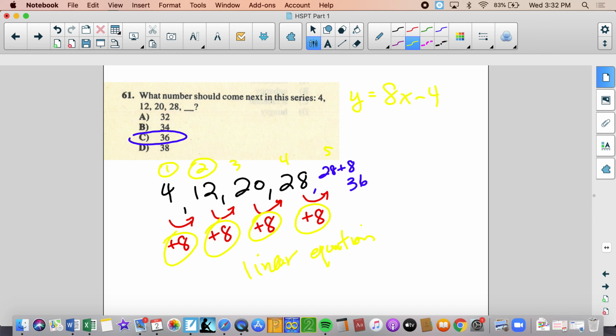This is still okay. Plug in 1, and you get 4. Plug in 2, 16 minus 4 is 12. Plug in 3, 24 minus 4 is 20. Good. And then plug in 4 is 32 minus 4 is 28. Plug in 5 is 40 minus 4 is 36. So that's how we do it.